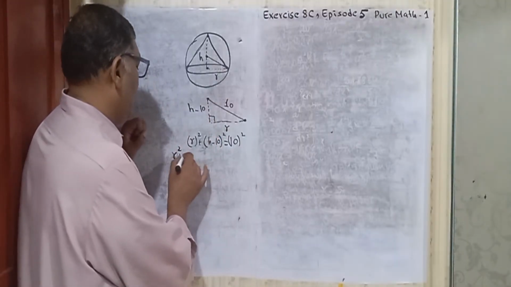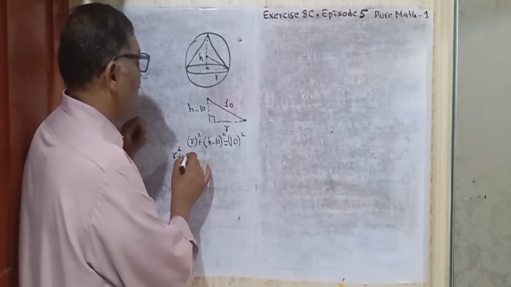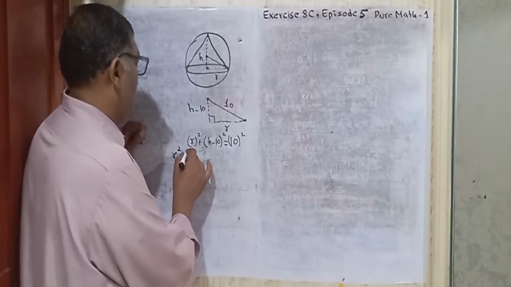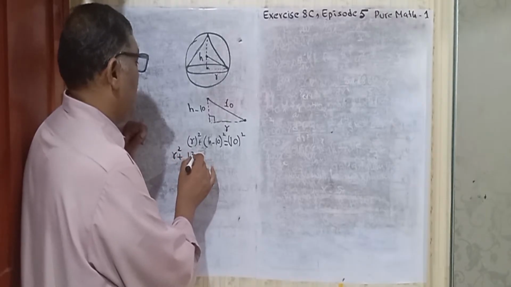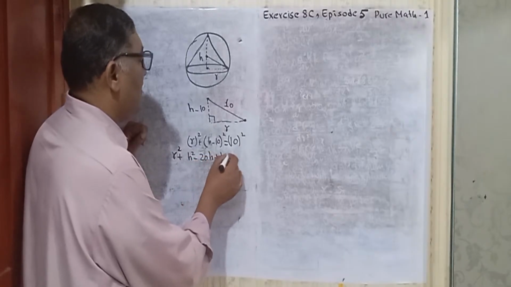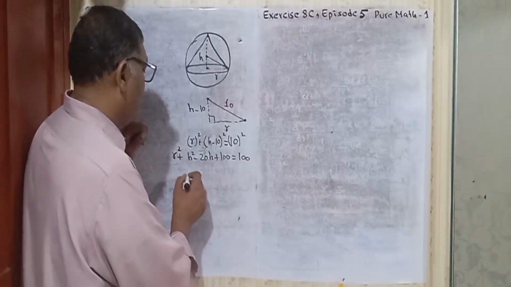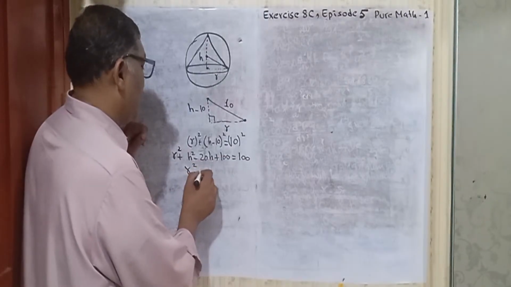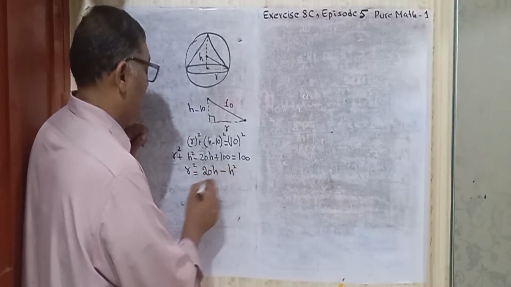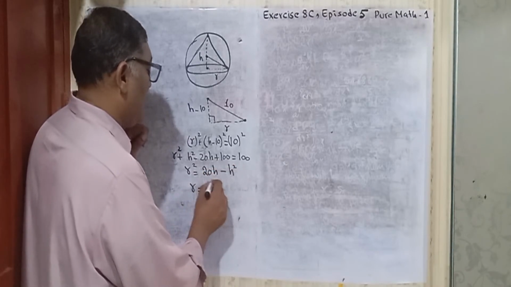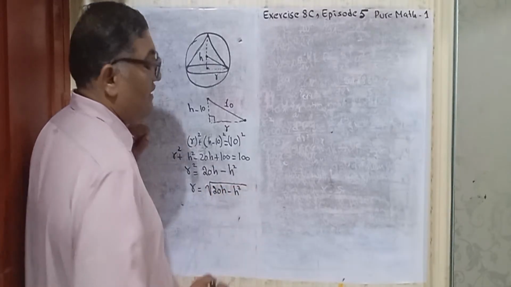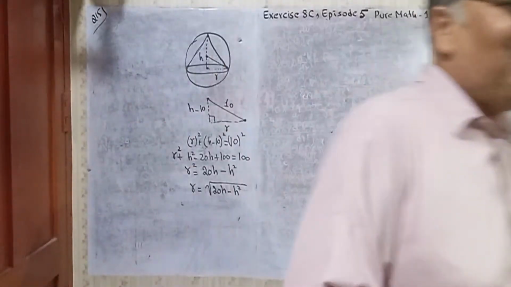So this becomes h square minus 20h plus 100 is equal to 100. The 100 cancels. So r square is equal to 20h minus h square. So r will be equal to the square root of 20h minus h square. They asked us to represent r in terms of h.